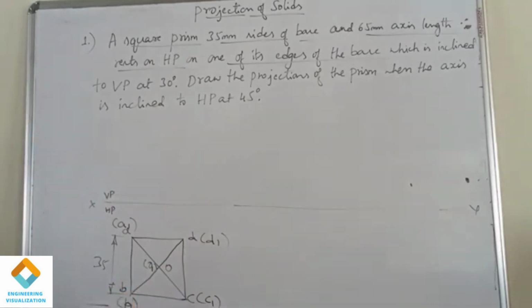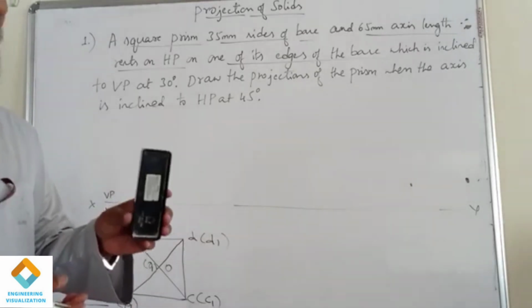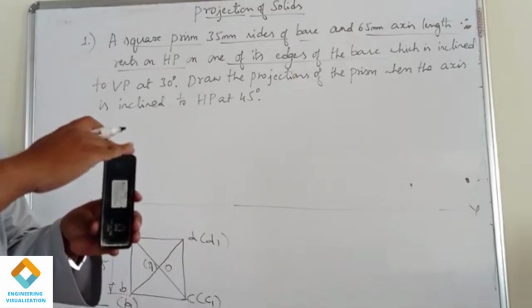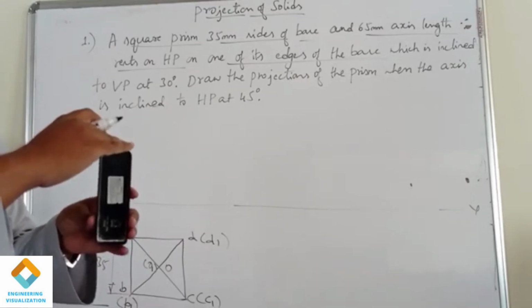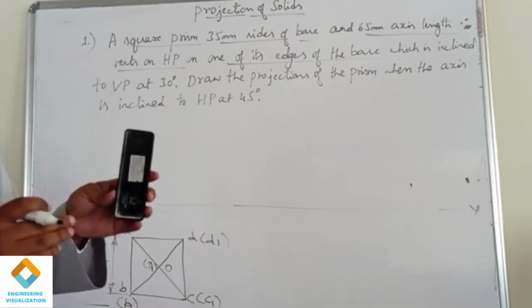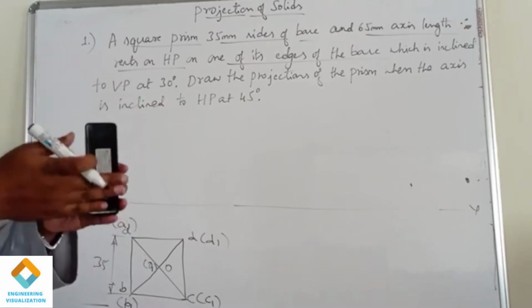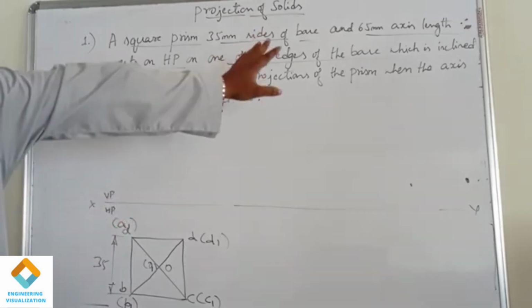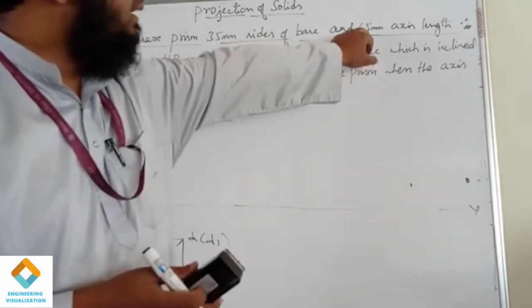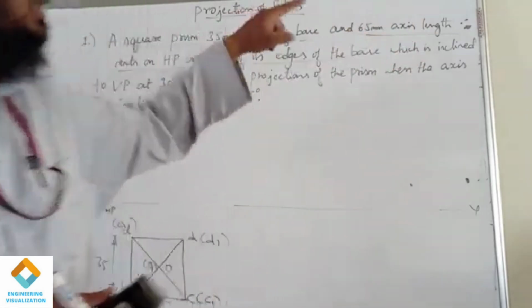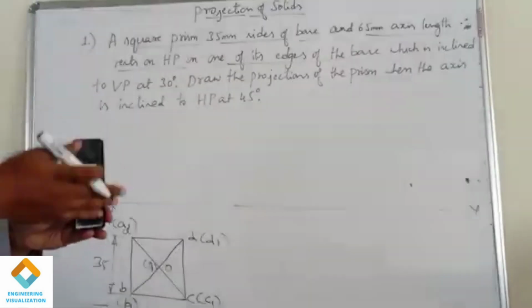Now we know that we have to draw the front view. If you consider this as your square prism, then we have drawn the top view of it with the two faces. When we are looking in the front view, we will get a rectangular face here. For that rectangular face, they have not mentioned anything. Instead of that, they mention a 65 mm axis length. Using the 65 mm axis length, we can draw the front view.